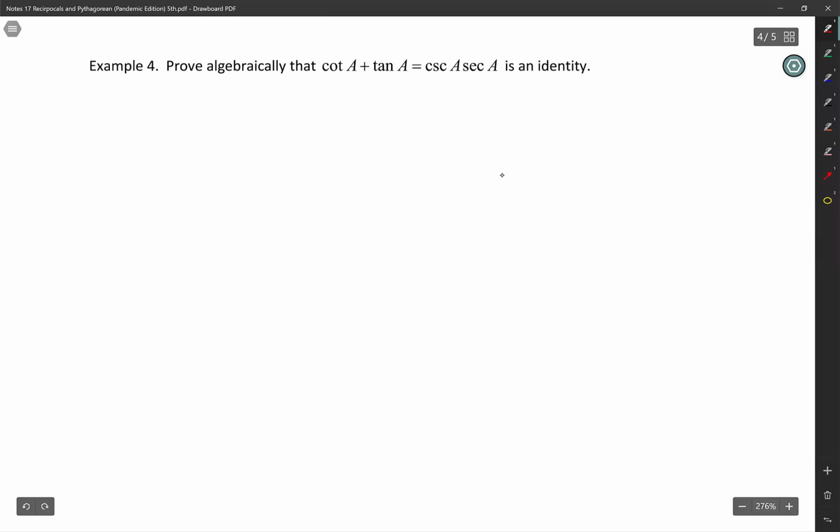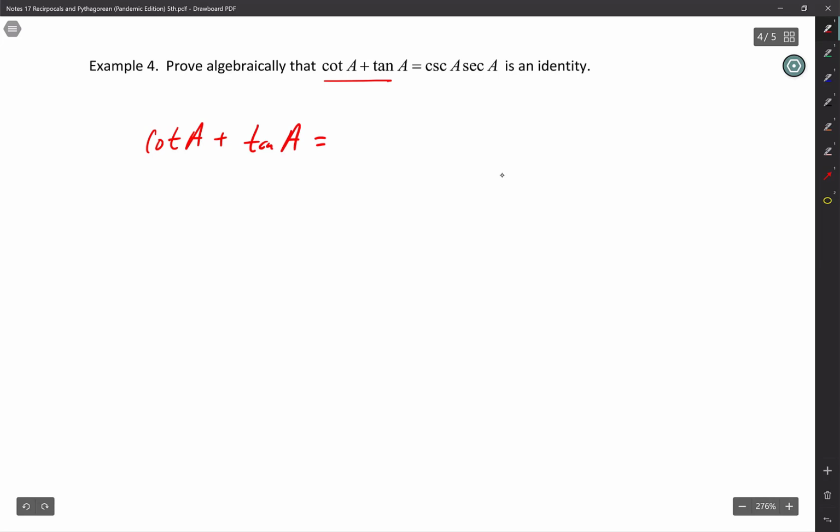Example 4, these are actually kind of fun. When you have something like this, it says cotangent A plus tan A equals cosecant A secant A is an identity. So we have to prove that just like the last one. I like to work with the left-hand side and make it equal to the right-hand side. So first I'm going to write cotangent A plus tangent of A.